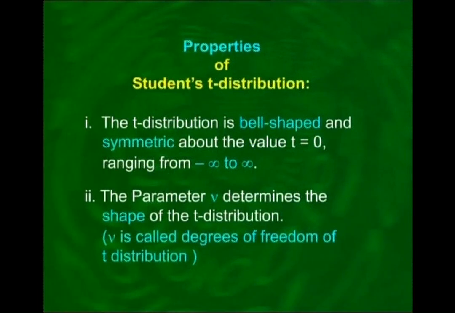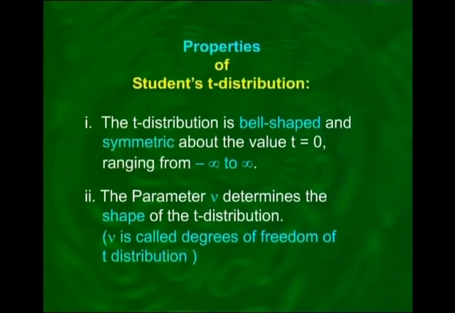What I would like to concentrate on are the properties of the T distribution, and as you now see on the screen, the first property is that the T distribution is bell-shaped and symmetric about the value T equal to 0, and it ranges from minus infinity to plus infinity. Students, aapne note kiya ki maine kaha ki it is bell-shaped, it is symmetric about 0, and it ranges from minus infinity to plus infinity.